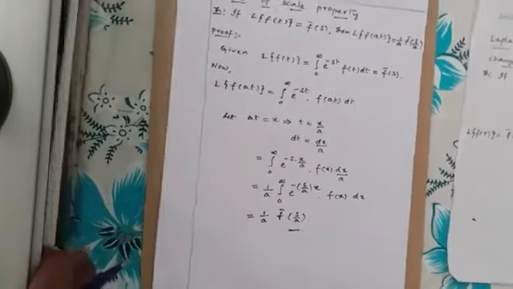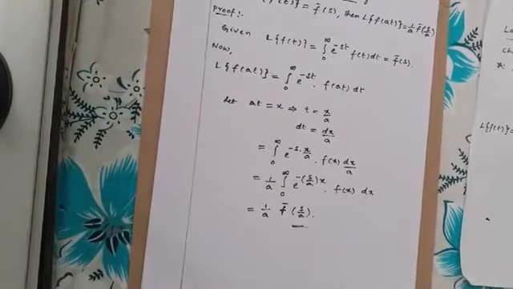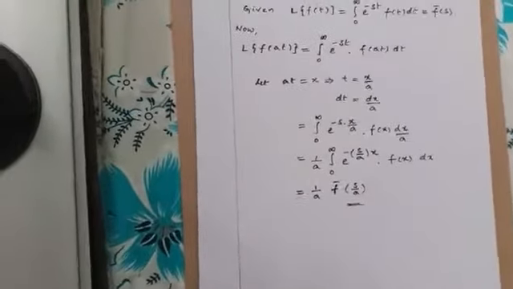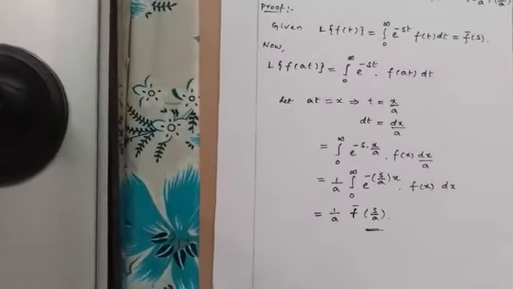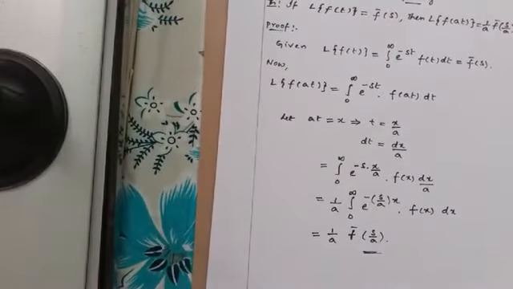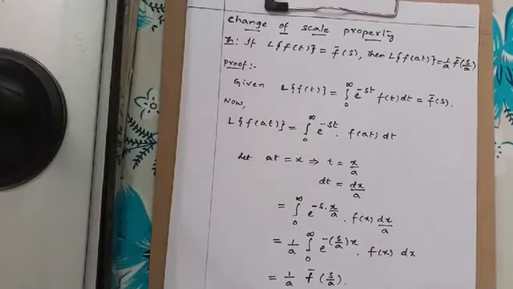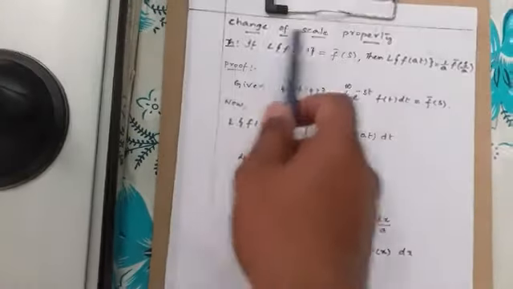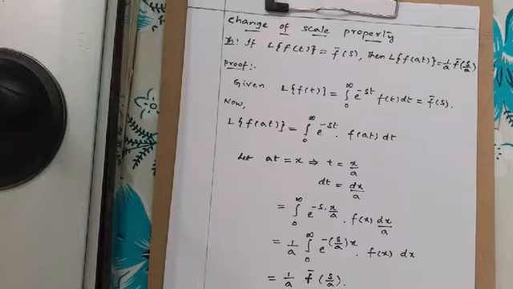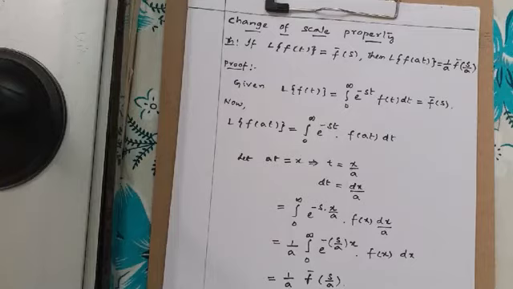I hope you have understood. Now it is clear. Once again, let me read this change of scale property we are doing today. The theorem statement is: if L of f of t is equal to f bar s, then L of f of at is equal to 1 upon a f bar s by a.